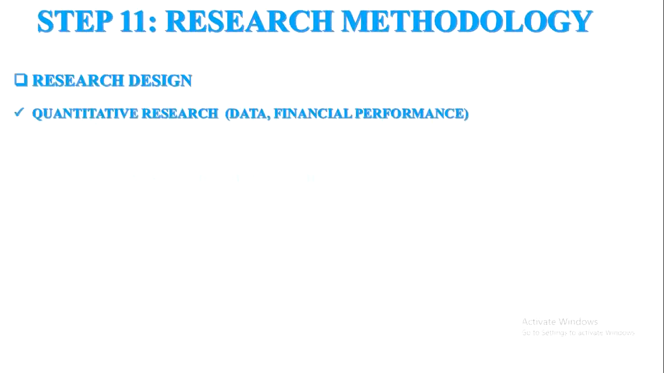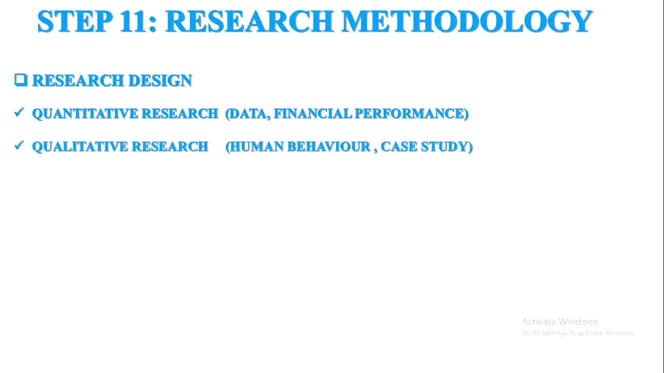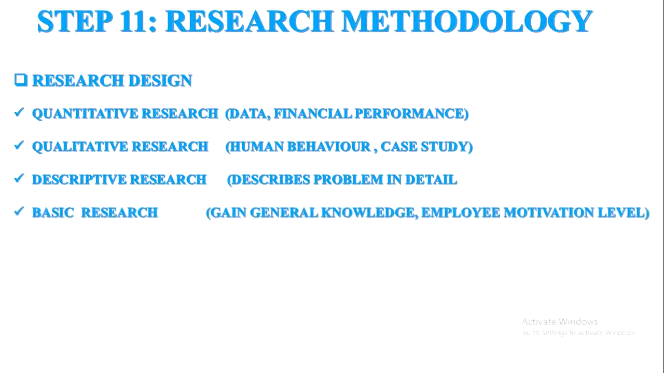We move to our step number 11, which is research methodology. First part of research methodology is research design. Research designs include quantitative research, which includes data like financial performance. Then is qualitative research, which includes human behavior and case studies. Then comes descriptive research, which describes problems in detail. Then comes basic research, which helps you in gaining general knowledge, such as employee motivation level.